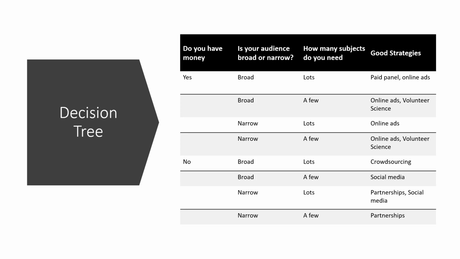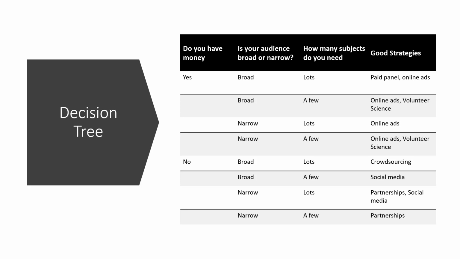So if you've got money, you have a broad audience, but you only need a few people, Volunteer Science is a good place to go. If you have no money, a broad audience, but only need a few people, social media is a place to go.